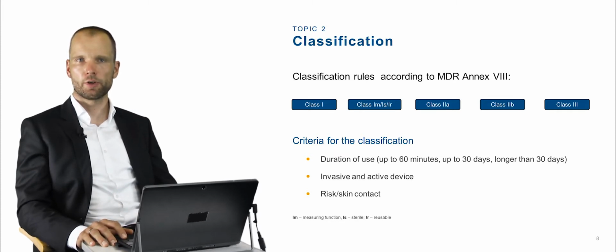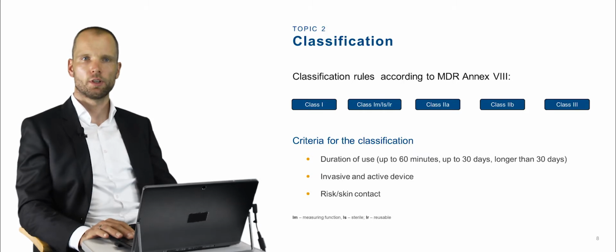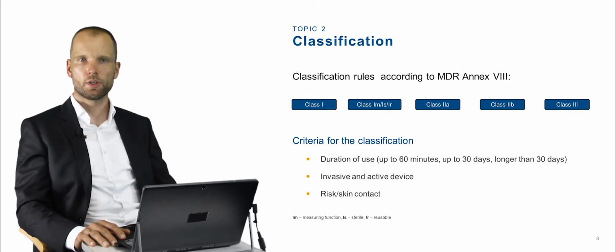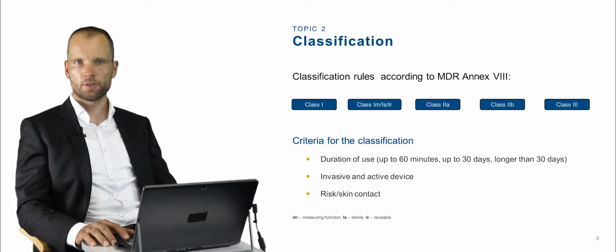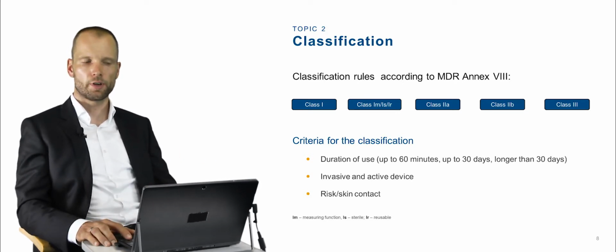The criteria for the classification include the duration of use, that is how long is the device in your body, and whether the product is an invasive or an active device. Also important is the risk. The higher the risk, the higher the class. Skin contact is also a criterion.